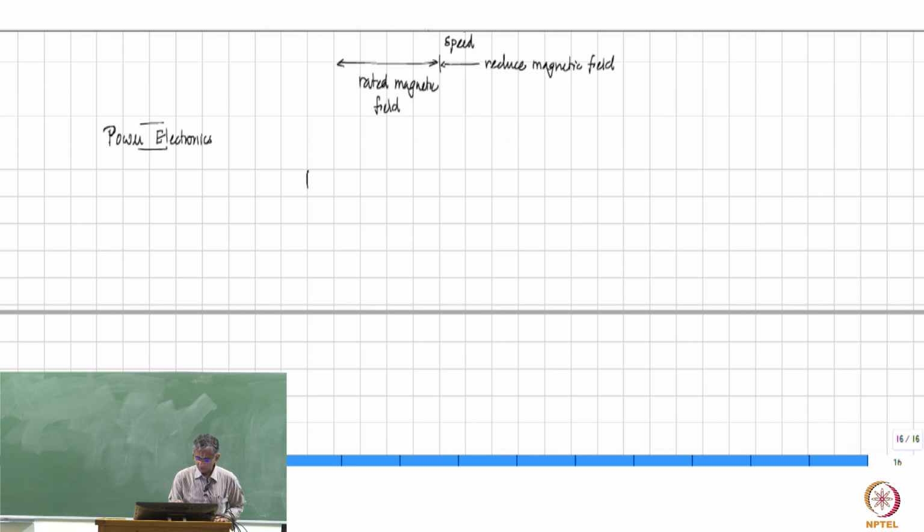So let's take a simple example that you have a DC source of 100 volts and you want to connect it to a load which is, let us say, a resistor. You want this resistor to be supplied with a voltage of 25 volts DC. This is the goal.